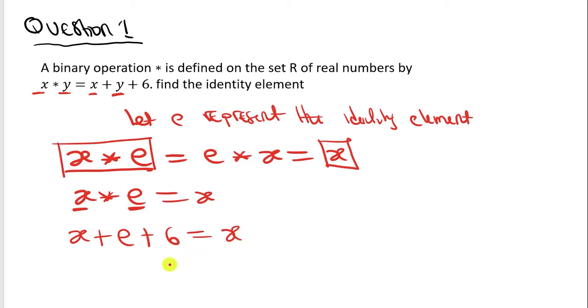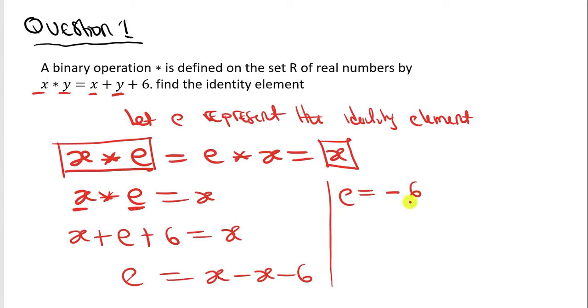With this, we try solving for E, making sure that E stands on one side of the equal to sign. So we are going to have E equal to X minus X minus 6. X minus X gives us 0, so E is equal to negative 6, which implies that, therefore, the identity element is negative 6.